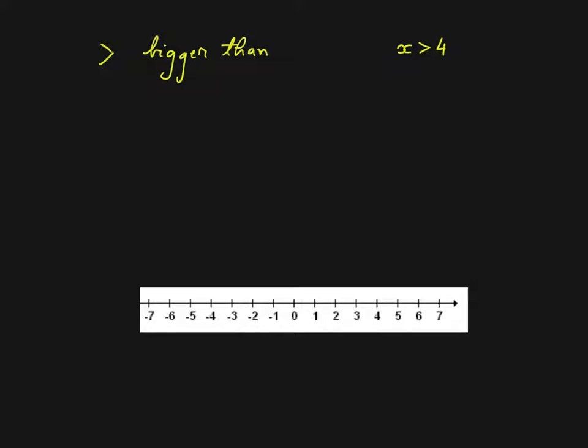Then we'll have this sign, which means bigger than or equal to. So if I write x bigger than or equal to 4, in the first case, 4 will not be part of the solution. So we start immediately after 4, whereas here 4 is included in the solution.